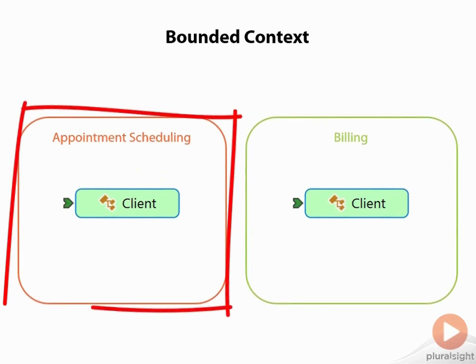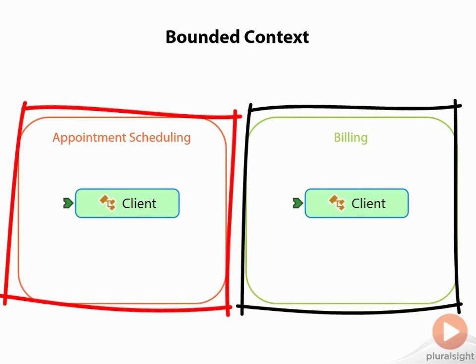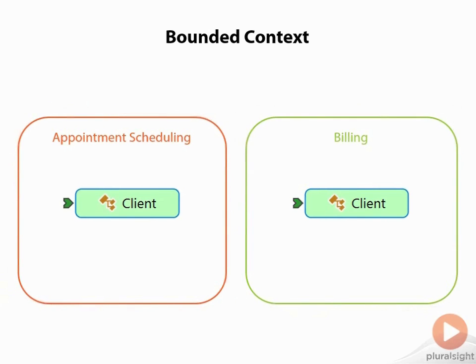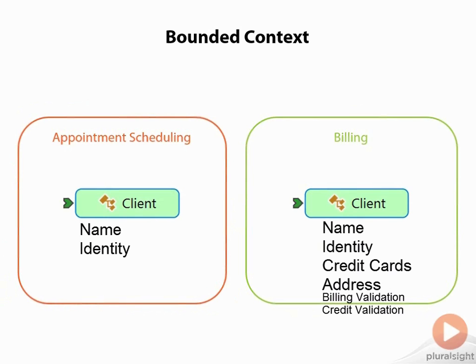Once we explicitly define our bounded contexts, we can easily see whether or not we have elements of our model that are trying to span multiple contexts. In this example, we'd want to keep a simple view of a client in the appointment scheduling app and a richer version of the client with contact and billing information in the billing context. We would define these two views of a client in two separate classes, and they will most likely live in separate applications.